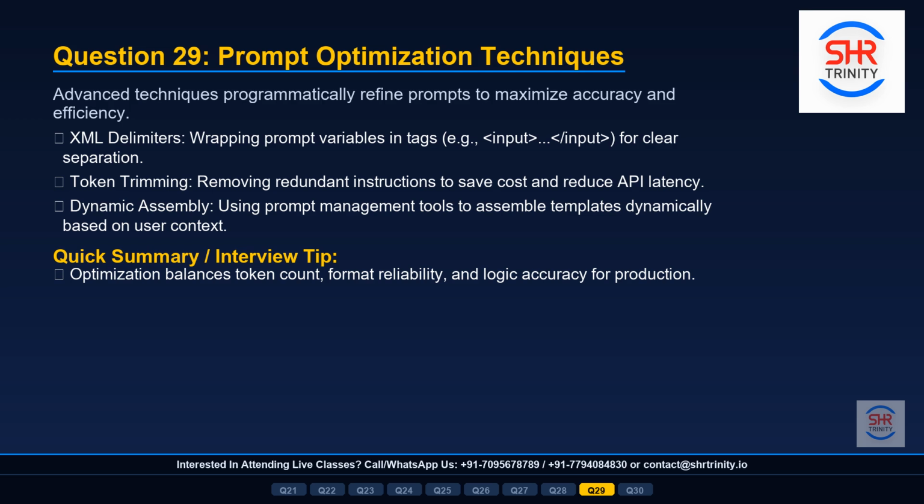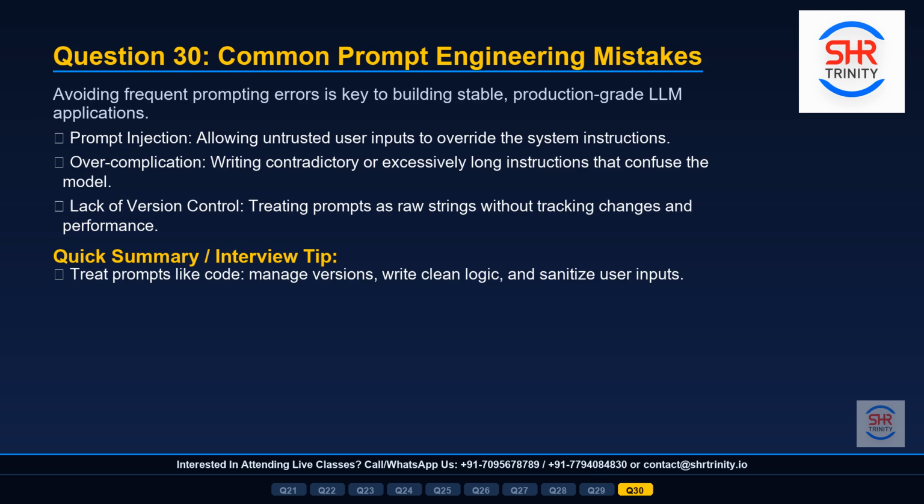Question 30. What are common prompt engineering mistakes? As you design prompts for production, there are several pitfalls to avoid. The most dangerous is failing to protect against prompt injection, where user inputs manipulate the system instructions to bypass safety rules. Another mistake is overcomplicating the prompt by writing excessively long, redundant instructions that conflict with one another, causing inconsistent model outputs. Finally, developers often treat prompts as random text strings instead of version-controlled assets, making it difficult to track how updates affect application behavior. Always manage your prompts with the same rigor you apply to application source code.